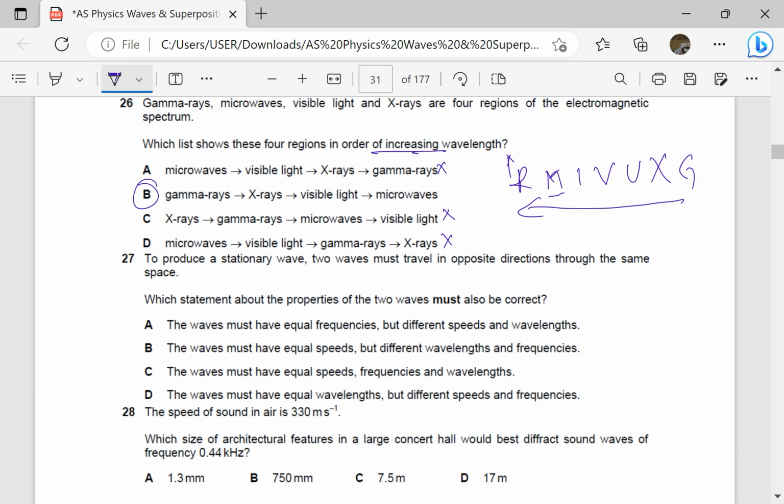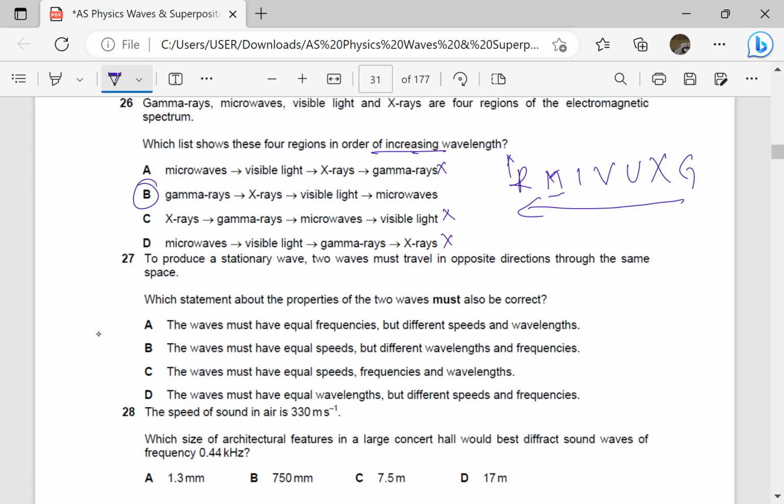To produce a stationary wave, two waves must travel in opposite directions in the same space. Which statement about the properties of the two waves must also be correct? To produce a stationary wave, of course, they must have the same frequencies and the same wavelength. They must travel with the same speed, that is in opposite directions.